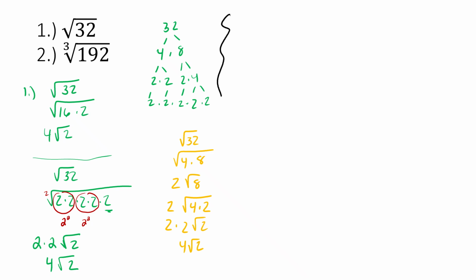But as I said at the beginning, you can do that any way you like, any of those 3 methods, as long as you land at 4 root 2 and you understand how you got there. Okay, so next one is the cube root of 192.